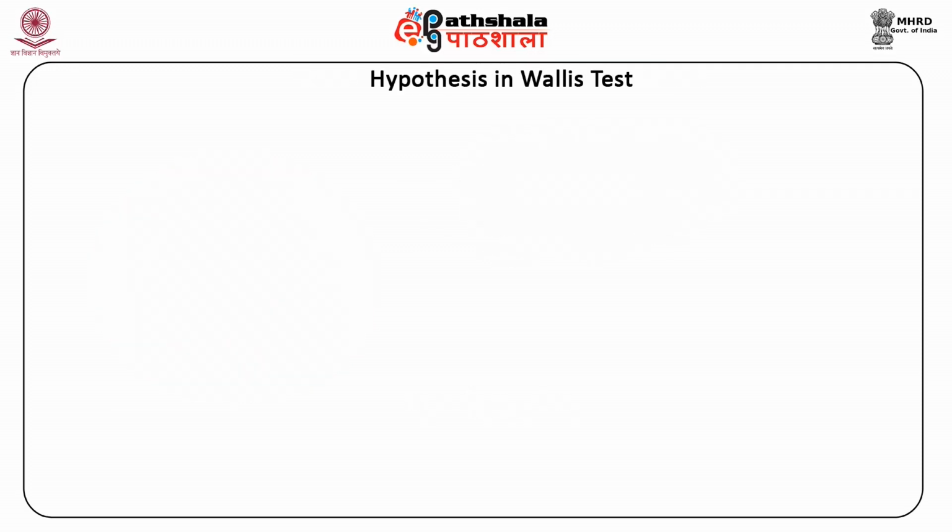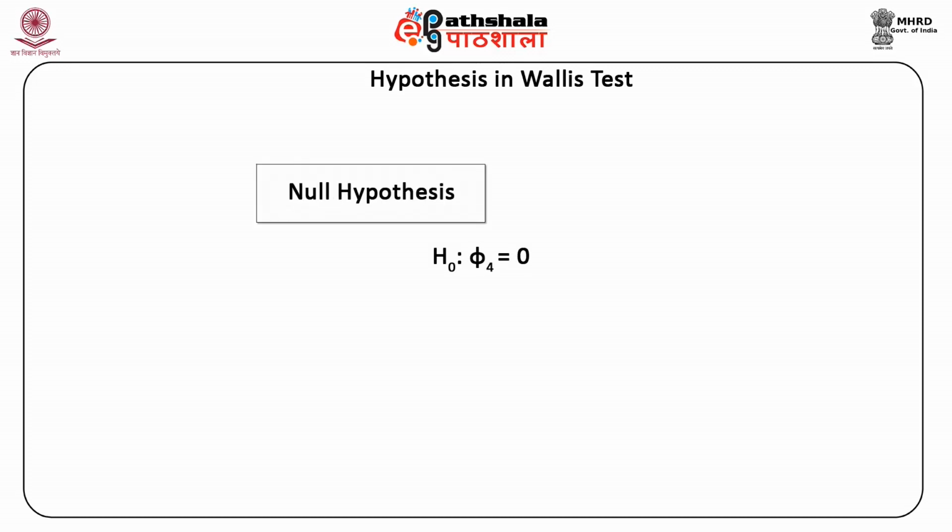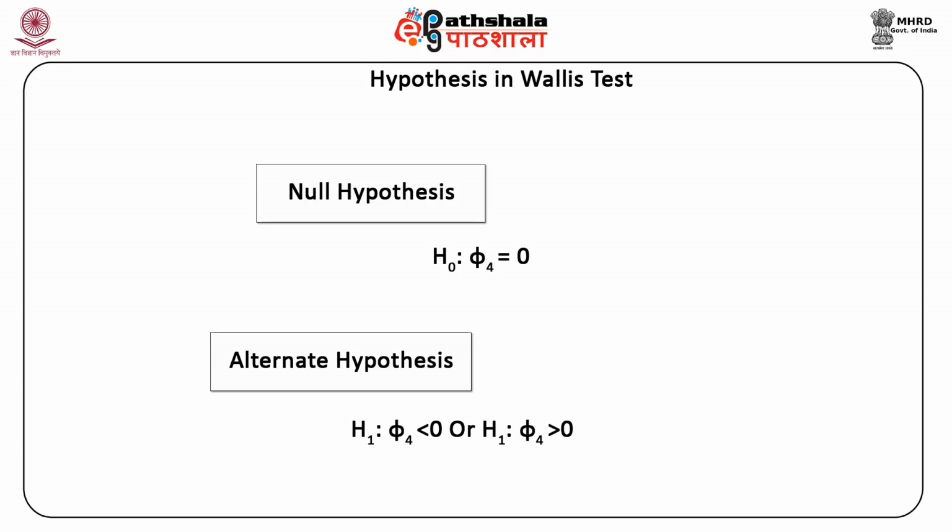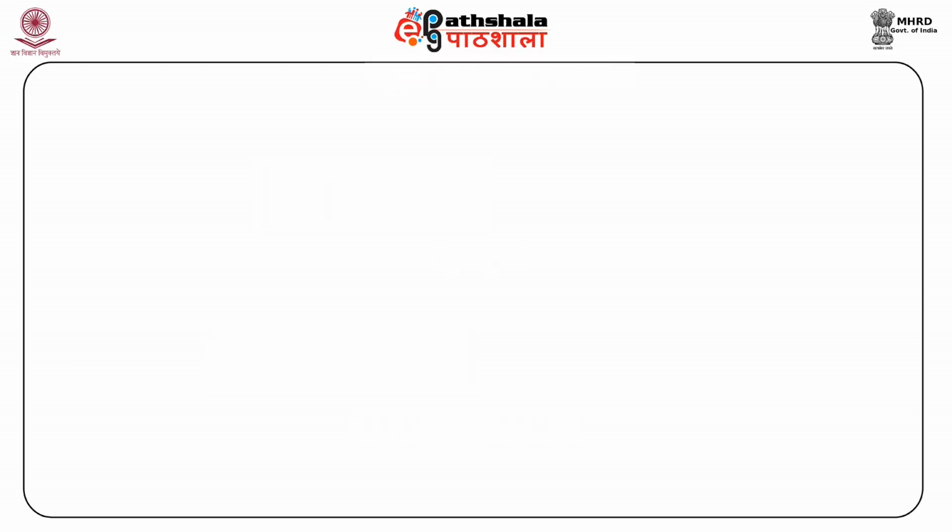Hypothesis in Wallis test. Our null hypothesis now is H0: phi 4 is equal to 0, whereas the alternative hypothesis H1 is phi 4 is less than 0, or hypothesis H1 is phi 4 greater than 0. Phi is our symbol in these cases. Essentially, the null hypothesis states that fourth order autocorrelation is not present, and the alternative hypothesis states the converse is true.